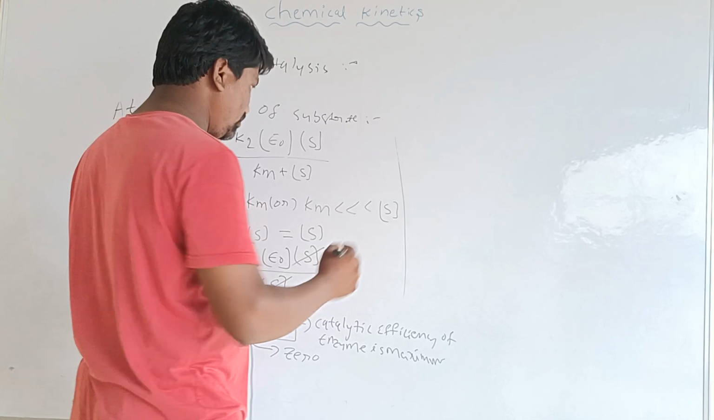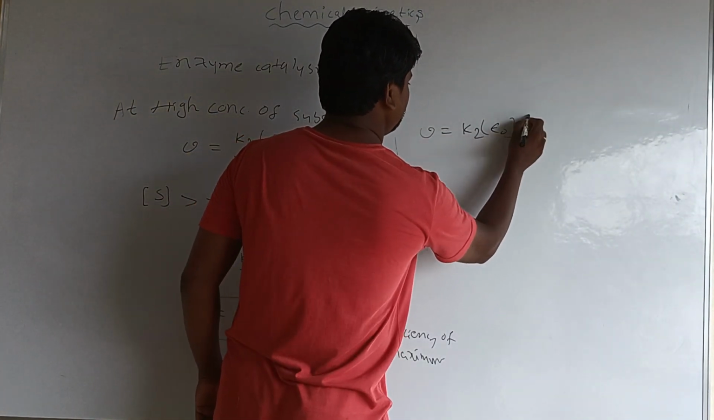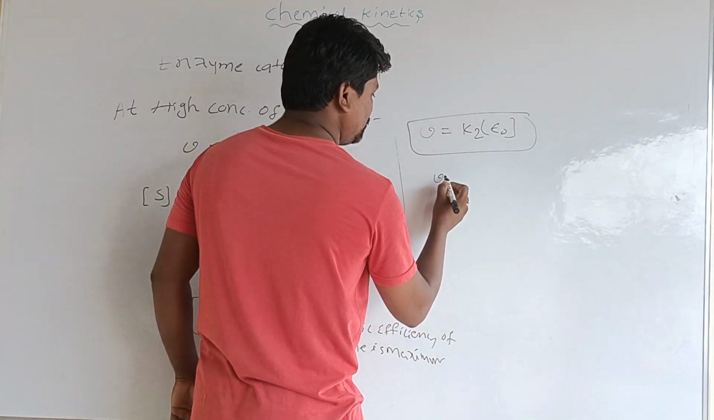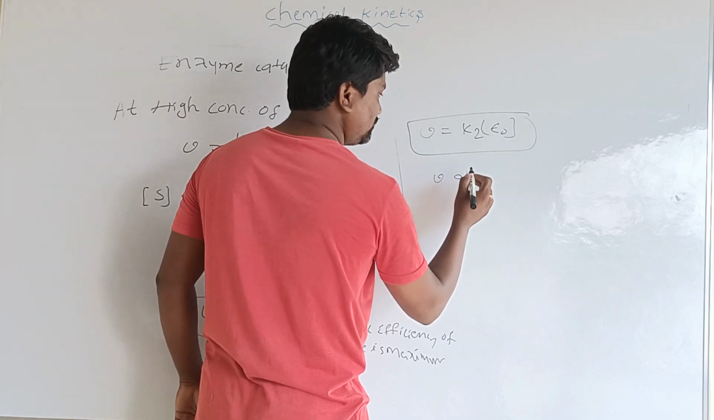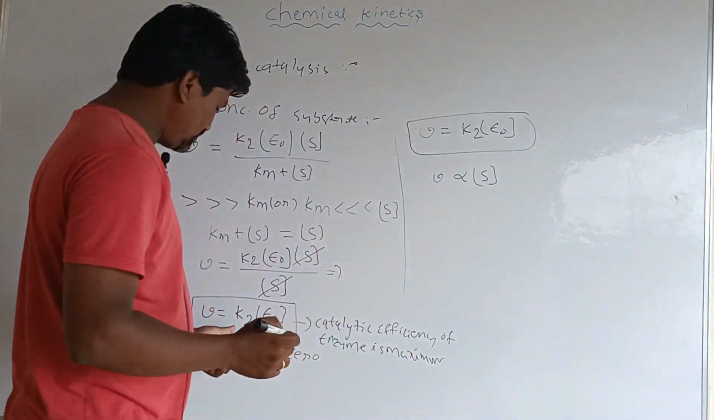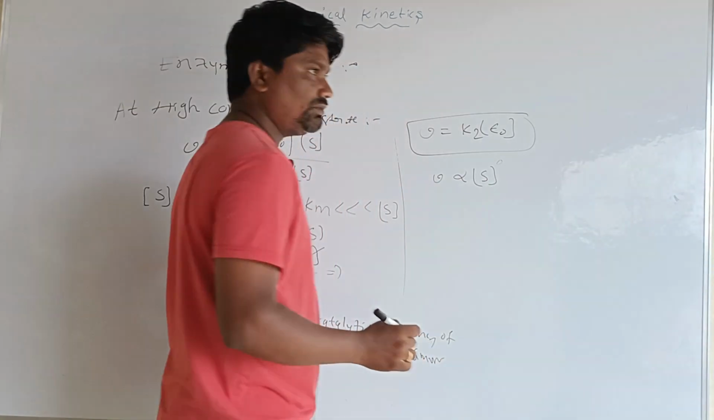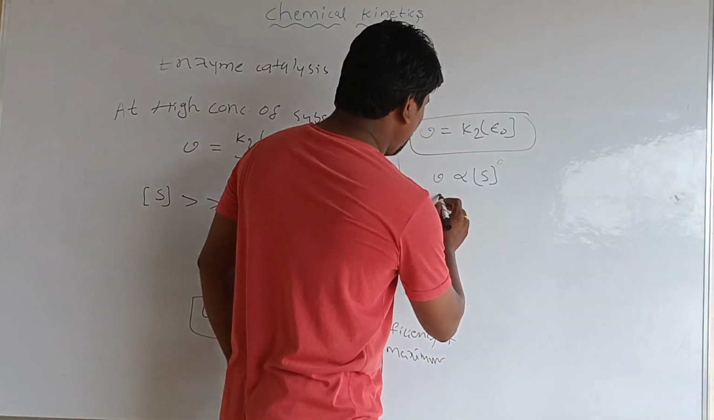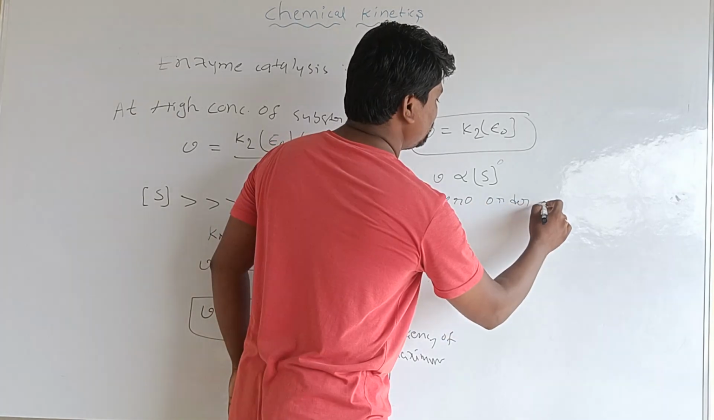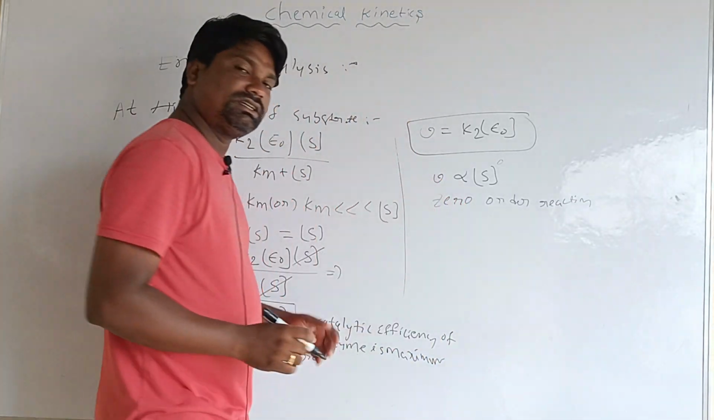Here mu is equal to K2 into E naught. Means here mu is directly proportional to what? Substrate concentration. Here no substrate concentration dependence, means here zero. Okay, means it is a zero order reaction at high concentration of the substrate.